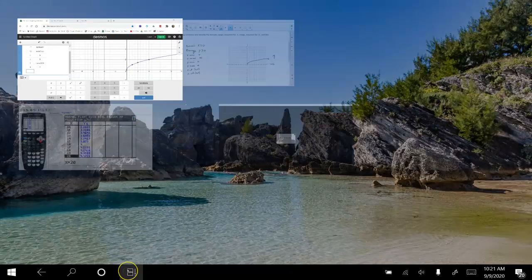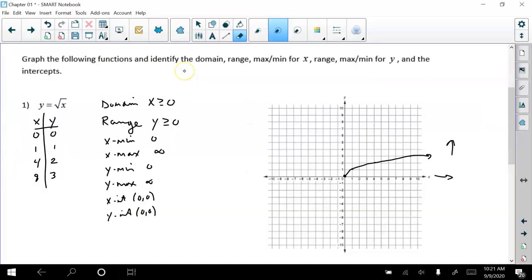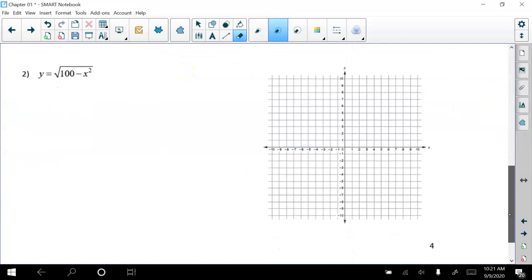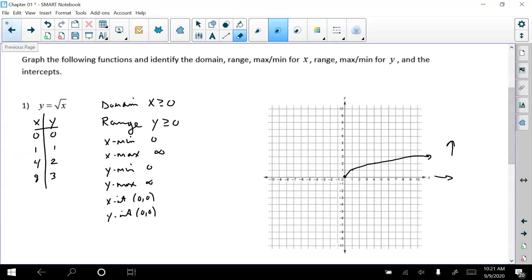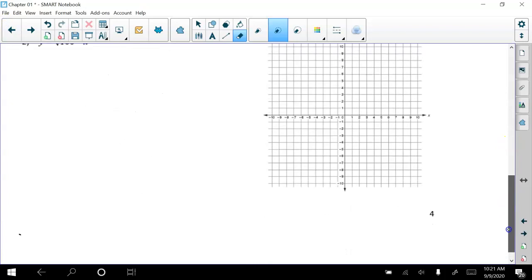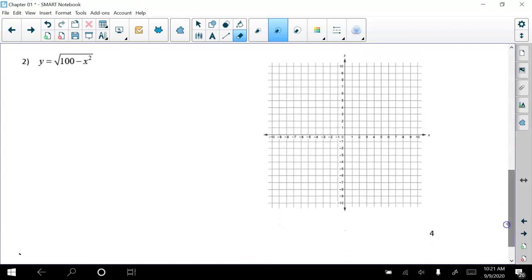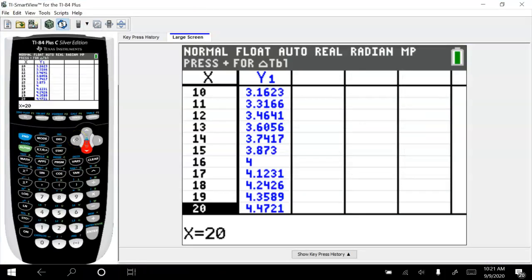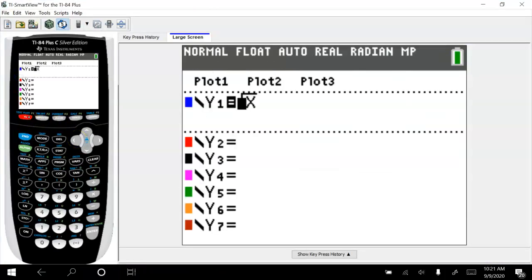So now let's go back to our graph, and let's look at problem number 2. Y equals 100, the square root of 100 minus x squared. So looking at the Texas Instrument first, we want to go back to y equals. I'm going to clear that out using the clear button.